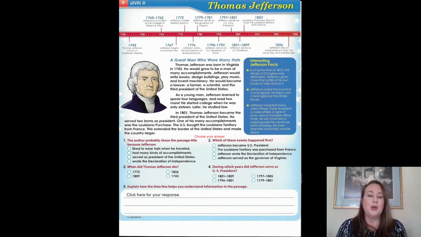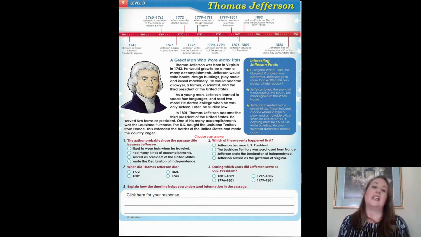But I also see two things that are very interesting, and this is what sets informational text apart from your fictional text. I see something like a timeline. And a timeline is just facts put in chronological order or sequential order. And then I also see something out to the right, which is just a text feature, a text box. It gives us additional information that may not be included in the passage, but it's just as important as the passage itself.